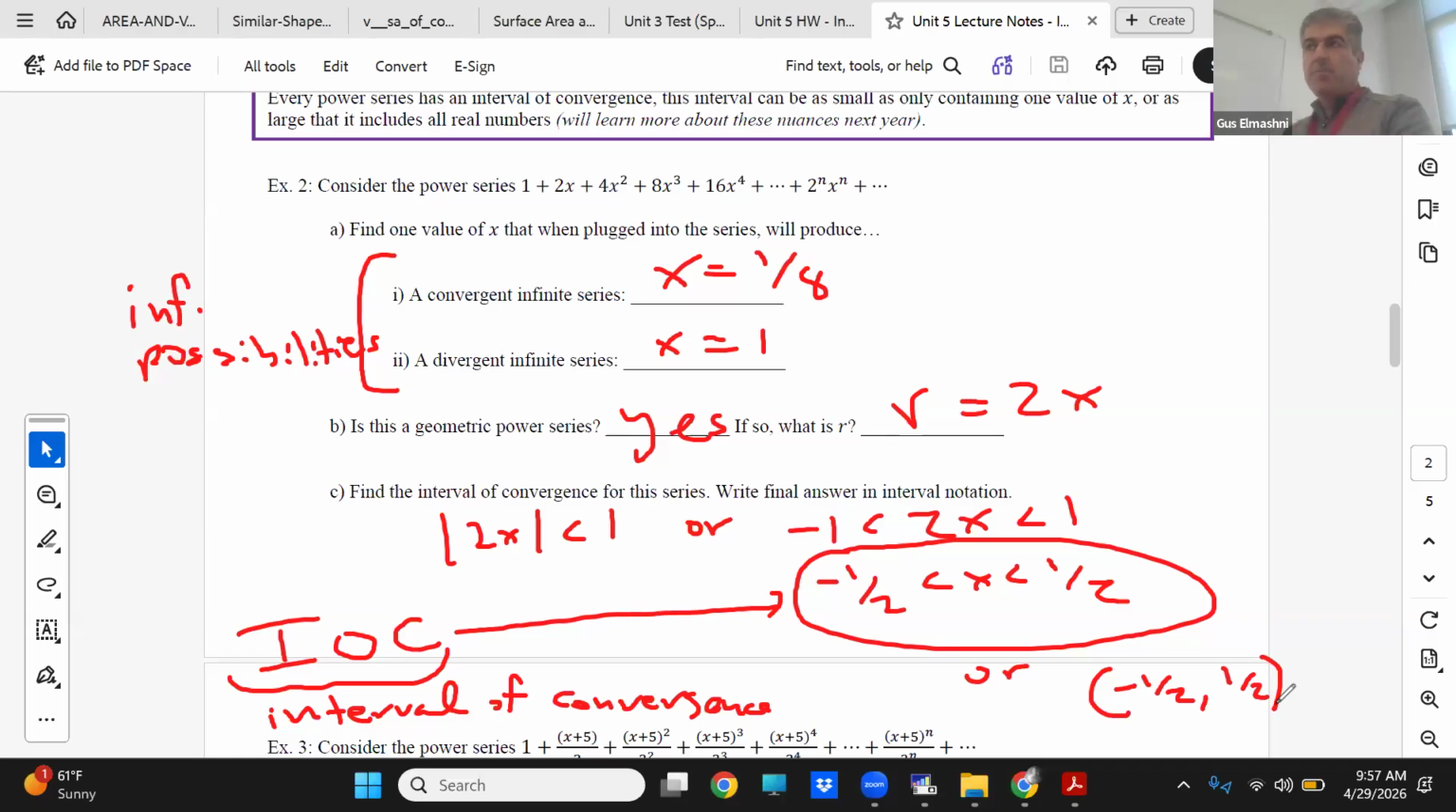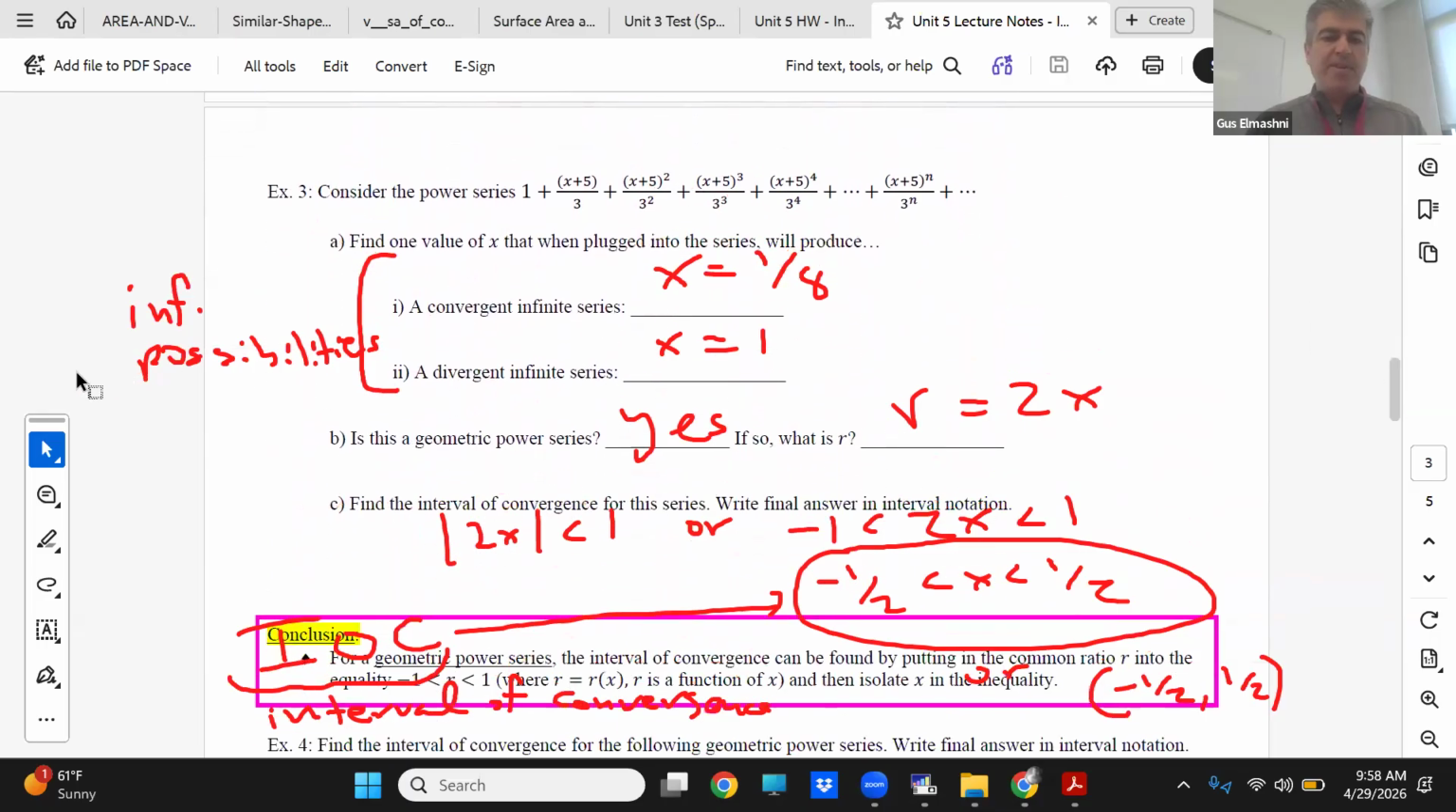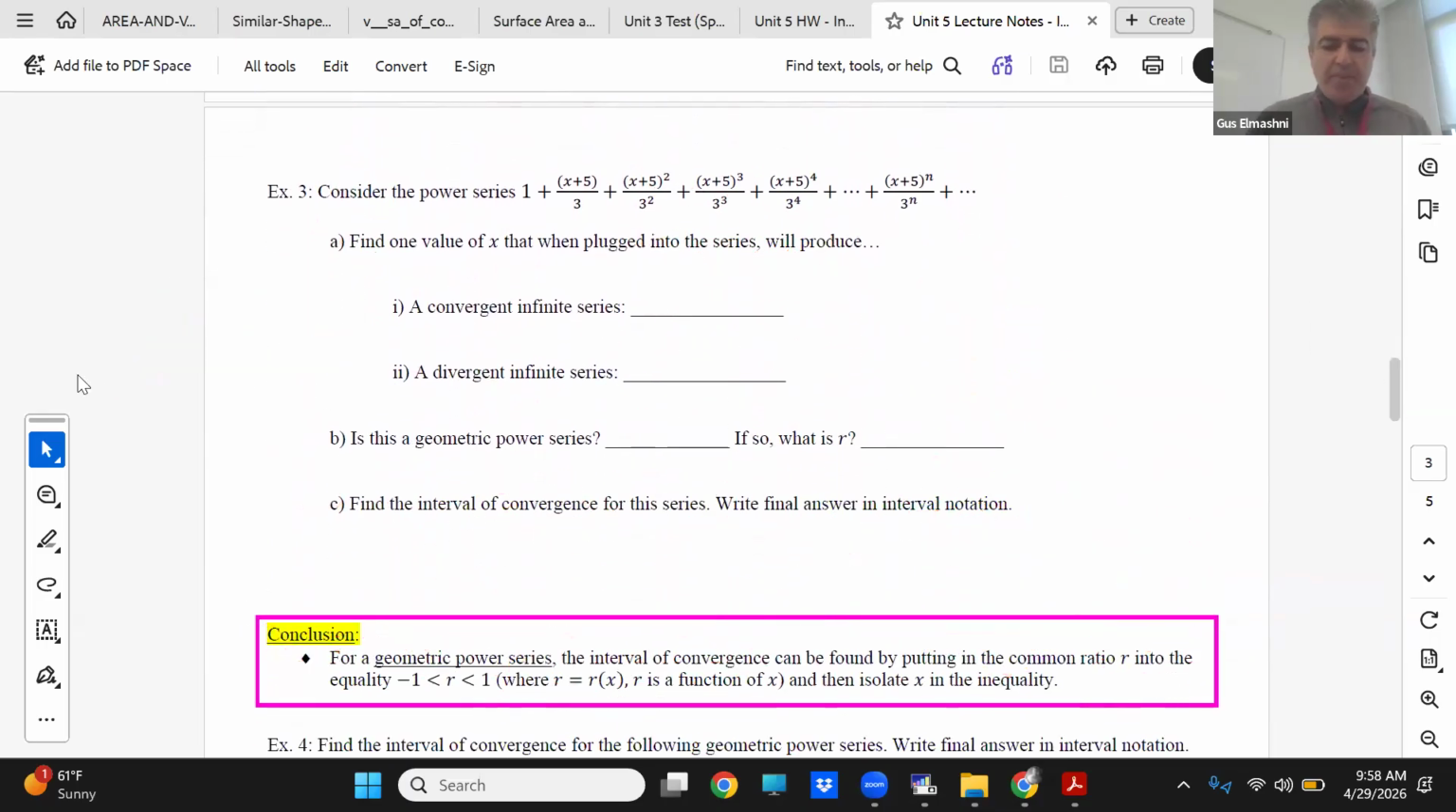Okay, any questions so far? We're good. All right, let's keep going. Okay, example 3. Ooh, this looks a little crazy. All right, so again, obviously this is the S. This is R. We've got to figure out the IOC.